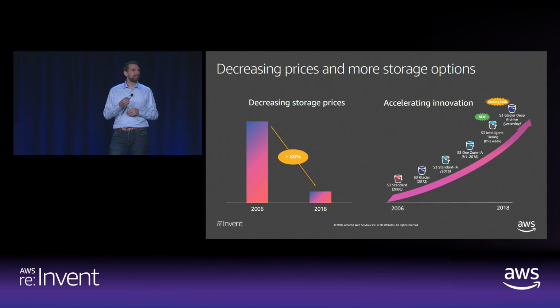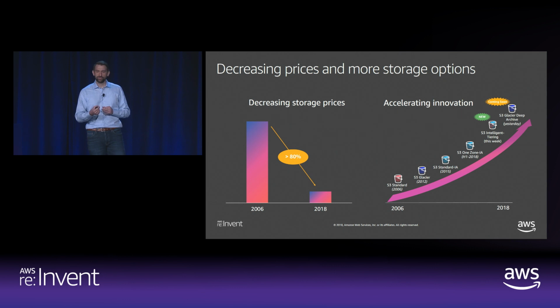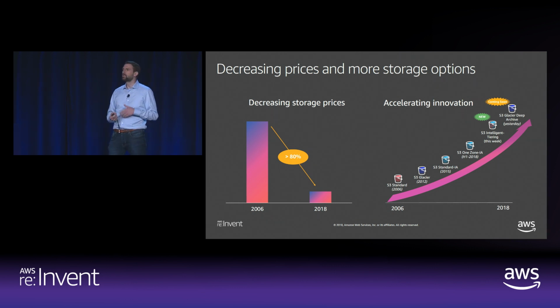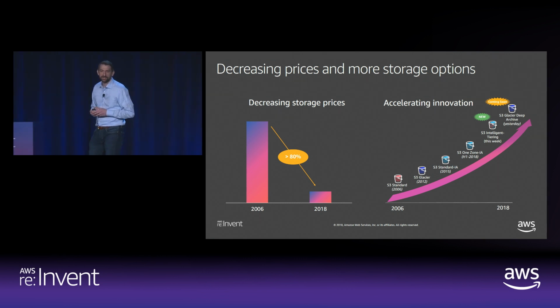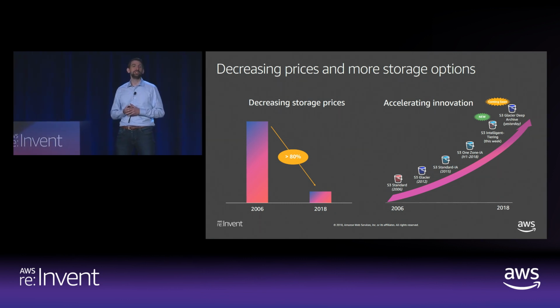At the same time, we accelerated innovation, and we added more and more storage classes to the portfolio. We started with S3 Standard in 2006, added S3 Glacier in 2012, and S3 Standard-Infrequent Access for infrequently accessed data in 2015. Then earlier this year, One Zone-Infrequent Access. Then this year, at the beginning of this week, Intelligent-Tiering. And yesterday, at the keynote, we announced the coming soon of S3 Glacier Deep Archive.